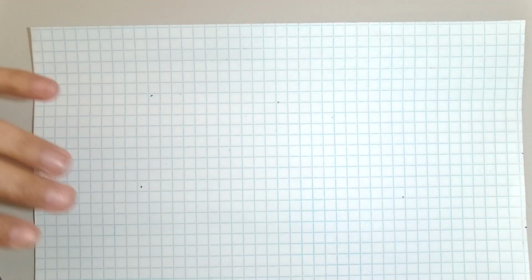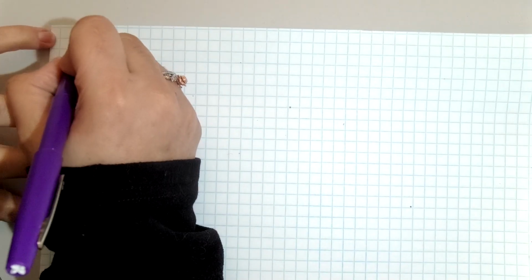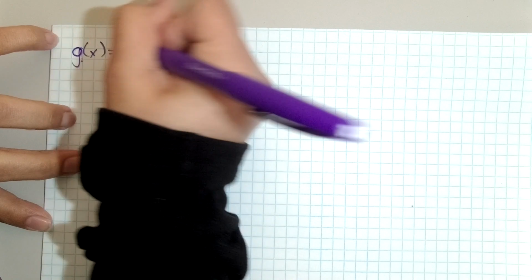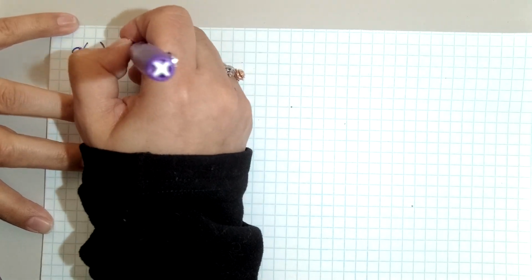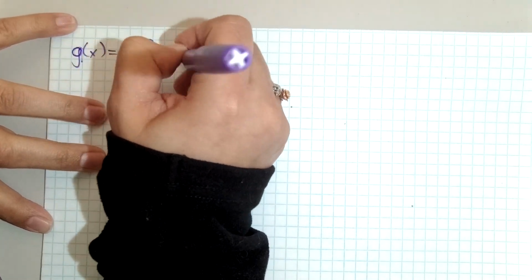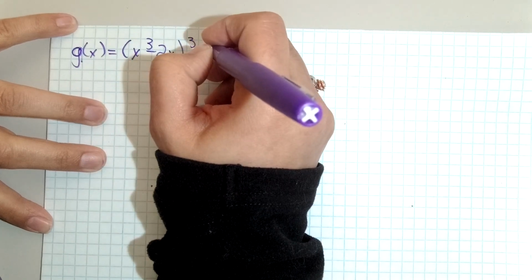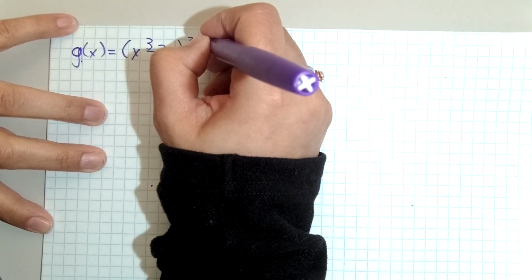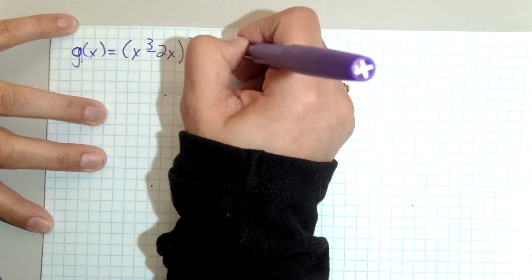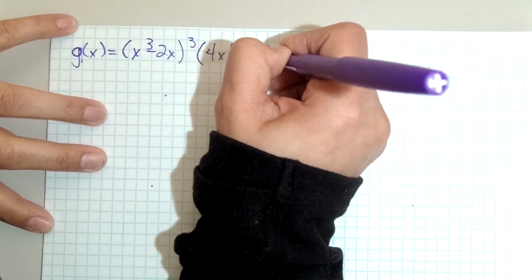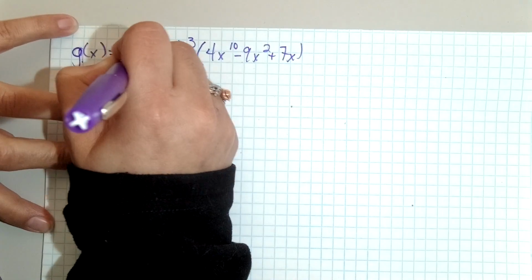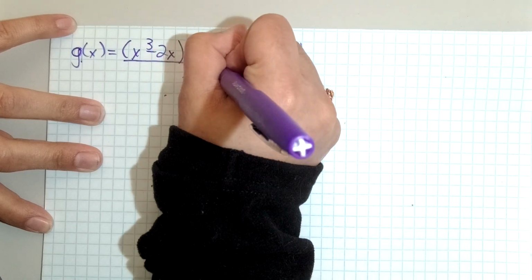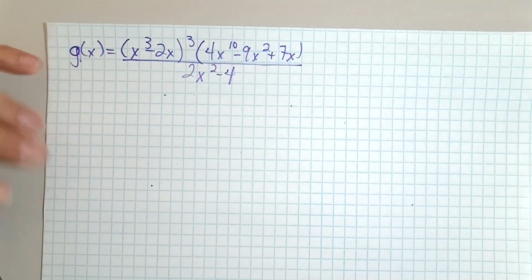So let me write down the first example. Oh no, my pen's running out of ink. G of x is equal to x cubed minus 2x all cubed. Wait, is this right? Oh, it's division, right? 4x to the 10th minus 9x squared plus 7x all over 2x squared minus 4. That is the one on your paper, correct?